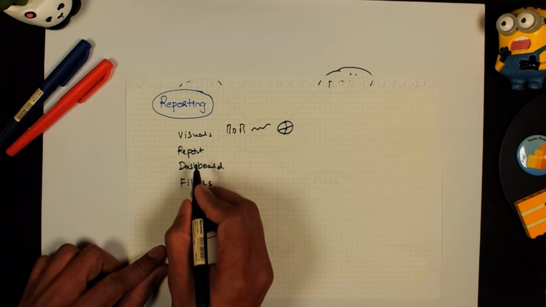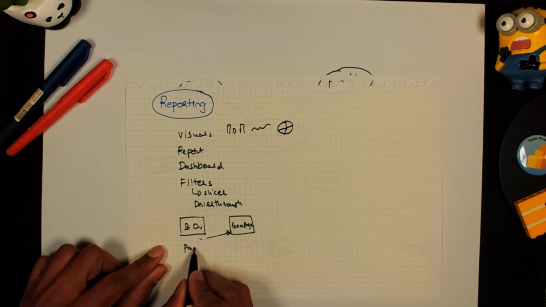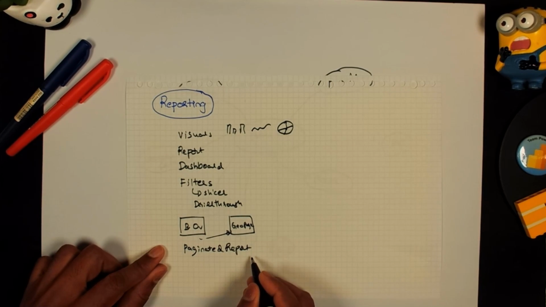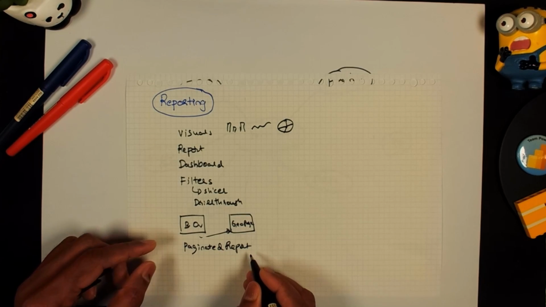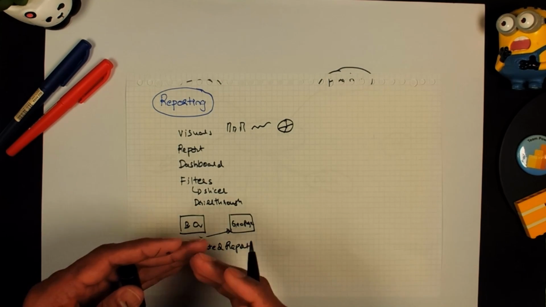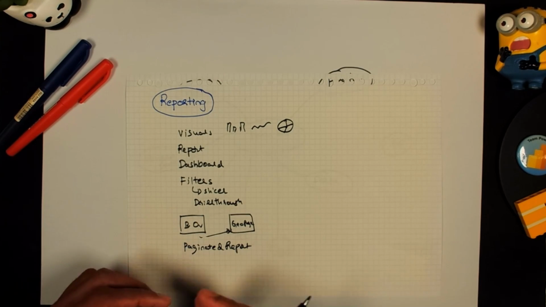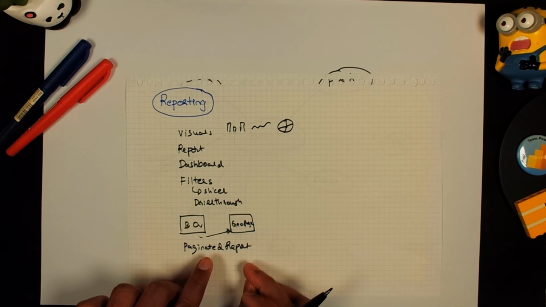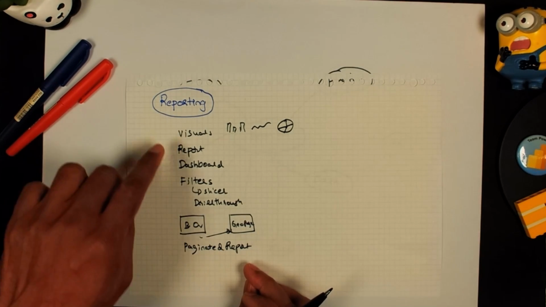Another concept that we hear in the world of reporting is paginated reports. A paginated report is kind of like a printout or a detailed report that explains things at a row level but used in Power BI.